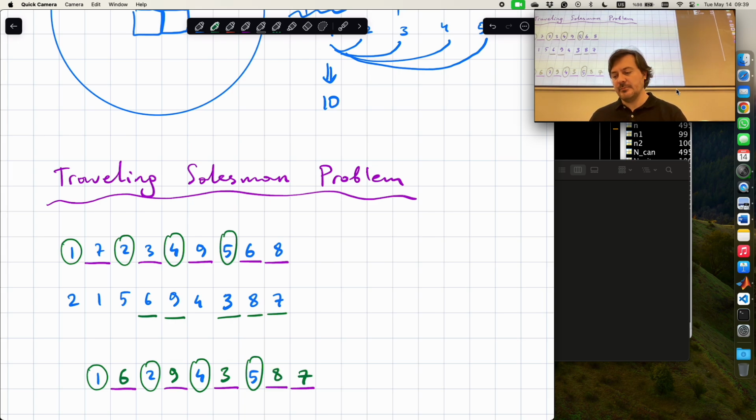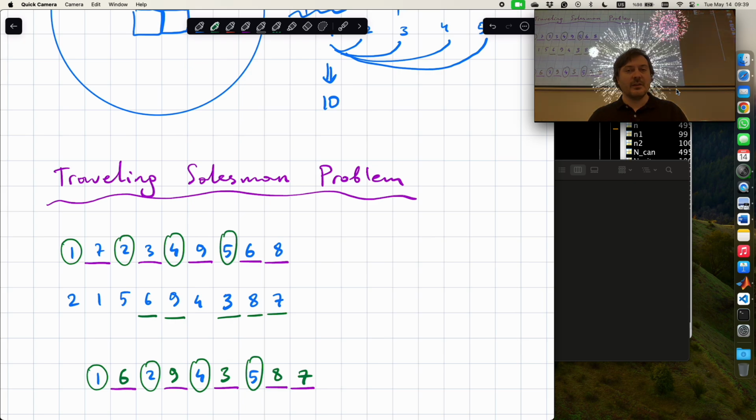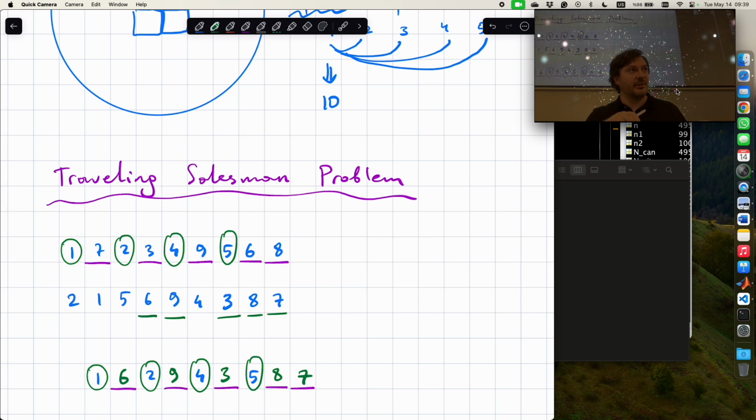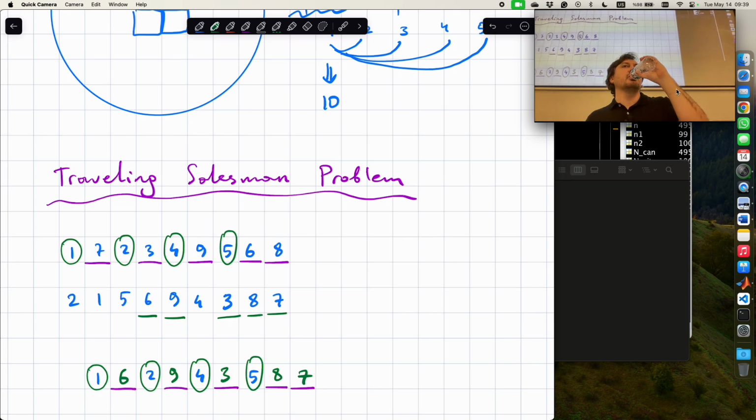Does it look like its father? Yes. Does it look like its mother? Yes. So it's a combination of 2 good ideas. I hope it makes sense. You have a question? Yes? No? Any questions at this point?